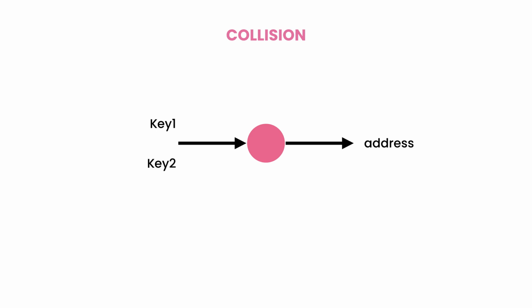If you're not a native English speaker, collision means accident, crash, just like two cars crashing. So we have two values that are colliding. Now, there are two ways to handle collisions.